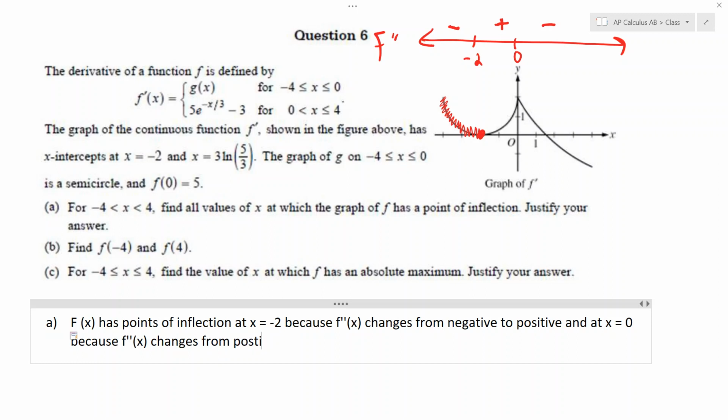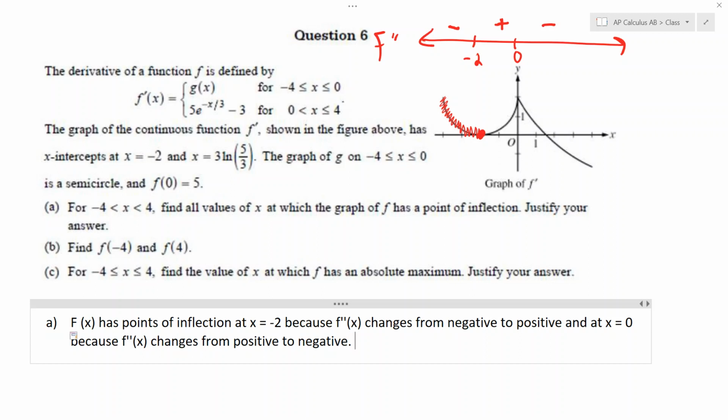What's up? So, f double prime will be undefined. That's true. But that doesn't matter. To be a point of inflection, we need the second derivative to change sign, and we need the original function, in this case f, to be defined. And because the derivative of f is defined everywhere, f is defined everywhere. Does that make sense? But it's not differentiable.